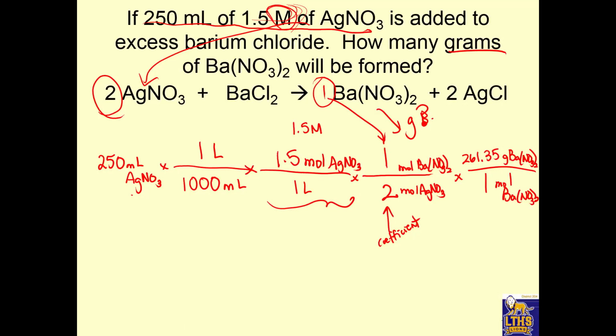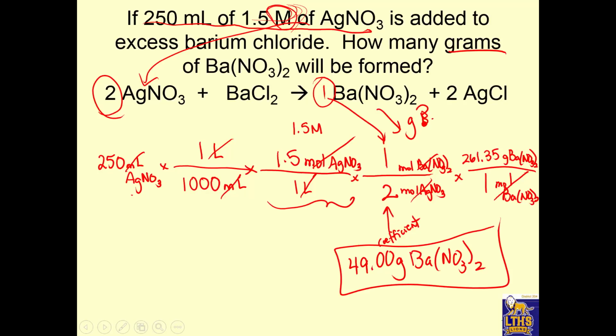So let's see what happens. Milliliters of silver nitrate cancel. Liters cancel. Moles of silver nitrate cancel. Moles of barium chloride cancel. I said chloride and not nitrate. And so then I just do 250 divided by 1,000 times 1.5 divided by 2 times 261. And I find out that 49.00 grams of barium nitrate should come out of that chemical reaction.